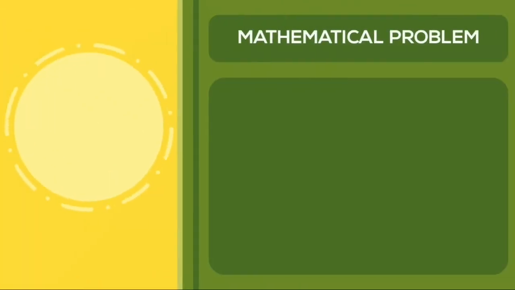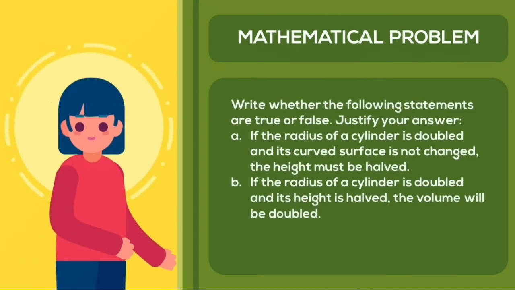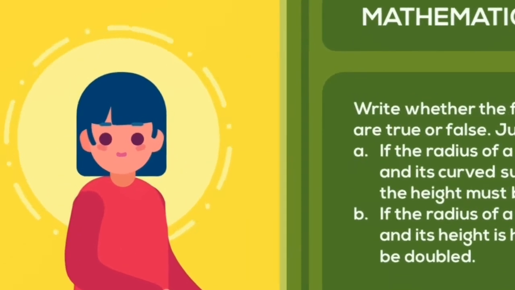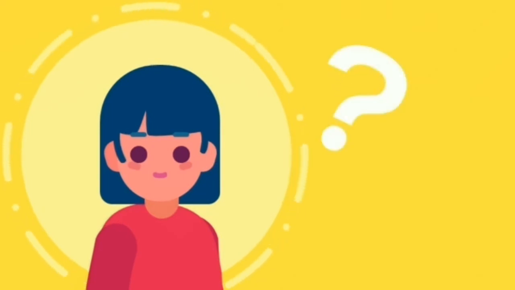Okay, without further ado, let's check the problem. And here's the problem. Write whether the following statements are true or false and justify your answer. The question A, if the radius of a cylinder is doubled and its curved surface is not changed, the height must be halved. The question B, if the radius of a cylinder is doubled and its height is halved, the volume will be doubled. Are you curious about the problem solving?